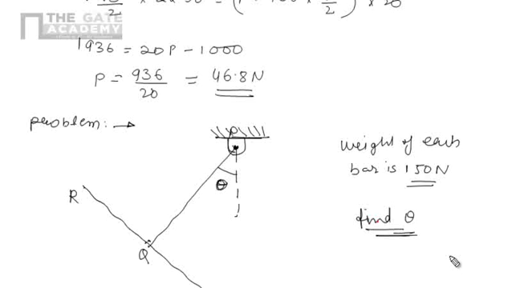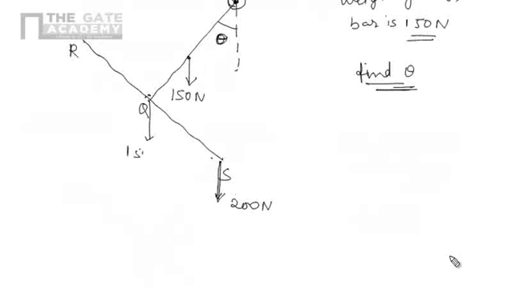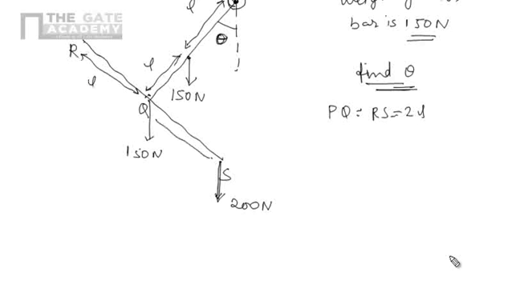Before starting the problem, let's see where the load of 150 will act. 150 is the weight of each bar, so it will act at the center of gravity. Here for RS, the center of gravity is there, so it will be 150 Newton. Let's take PQ equal to RS equals to 2L. So this one will be L, this one will be L, this one will be L, and this one will be L.